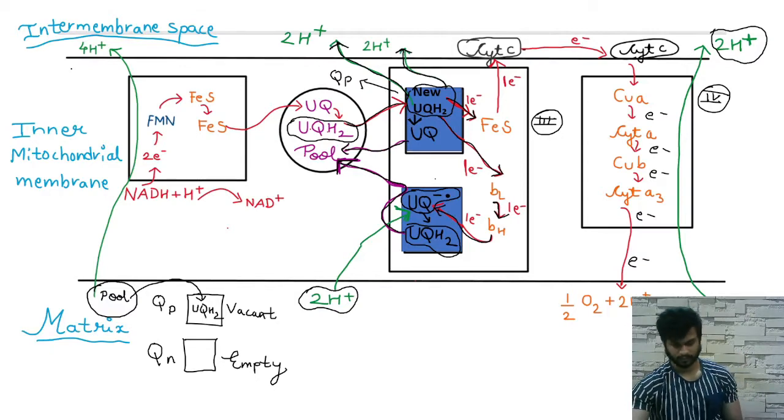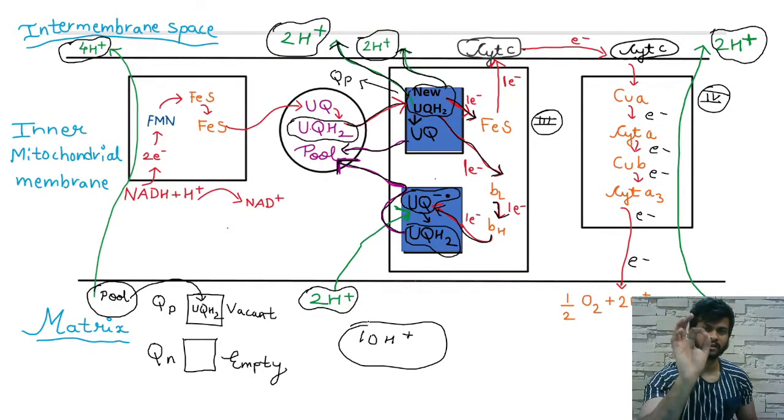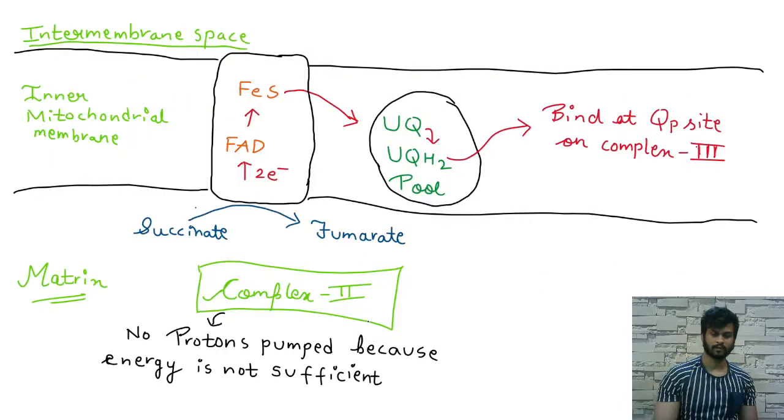Right. So 4 plus 4 plus 2, 10 protons are pumped from the matrix to the intermembrane space when complex 2 is not involved. Okay. Now we will see complex 2.